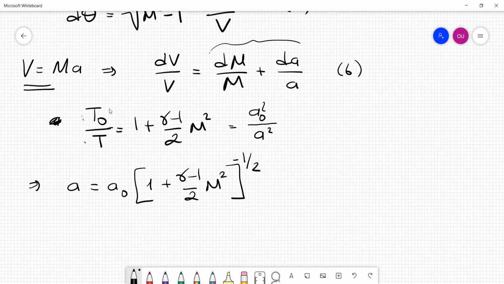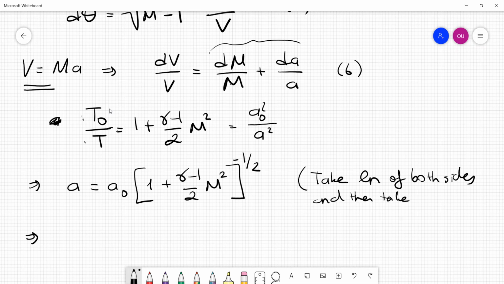So again, I need the dA over A. Basically what we do is take the natural logarithm of both sides: ln of a is equal to ln of a0 times this. And then take the derivative of that as we did before. So we can obtain a relation. Let me first put a note here: take ln of both sides, and then take the derivative.